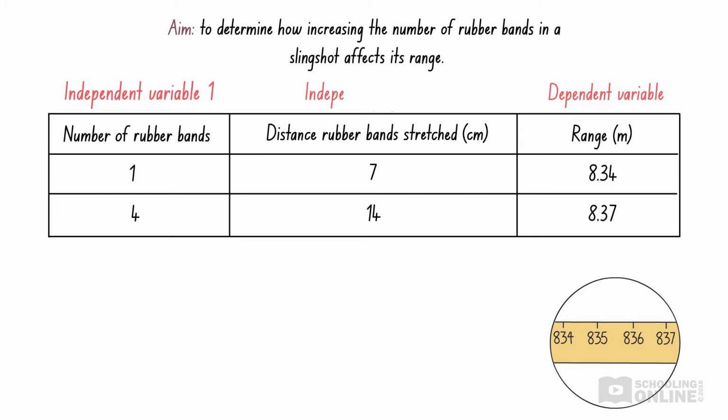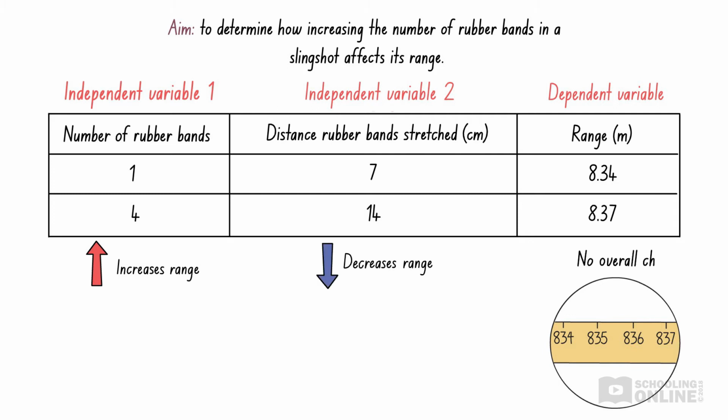Since we actually have 2 independent variables, the number of rubber bands and the distance they were stretched, we cannot determine how changing each one affects the results. In fact, it is likely that the range of the pebble increased when we added more rubber bands. This may have been counteracted by pulling the rubber band back a shorter distance, which would have decreased its range, leading to a null result.